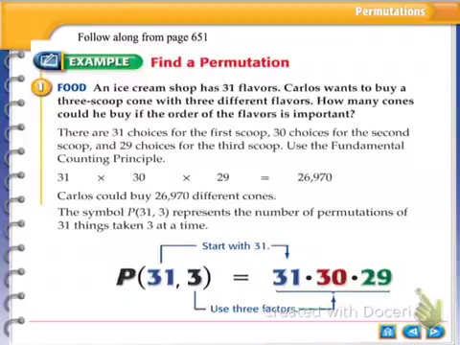Alright, so find a permutation. An ice cream shop has 31 flavors. Carlos wants to buy a 3-scoop cone with 3 different flavors. How many cones could he buy if the order of the flavors is important?